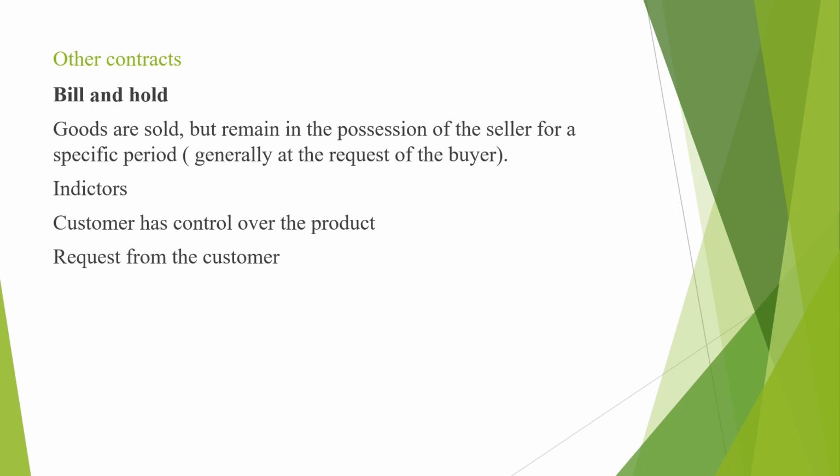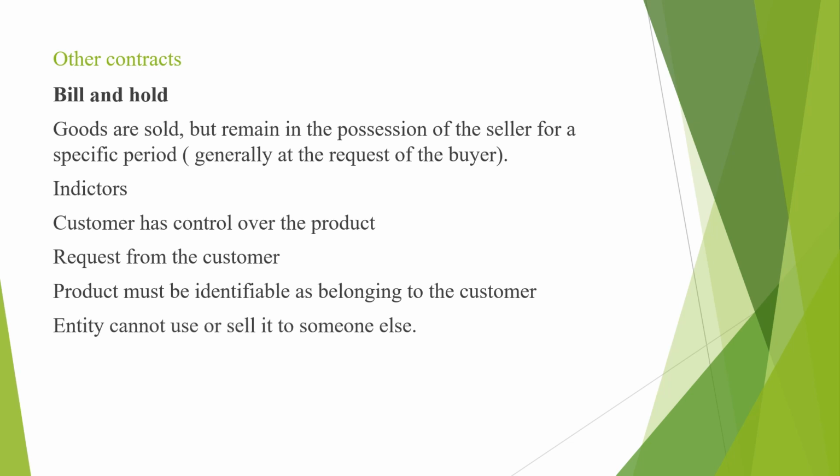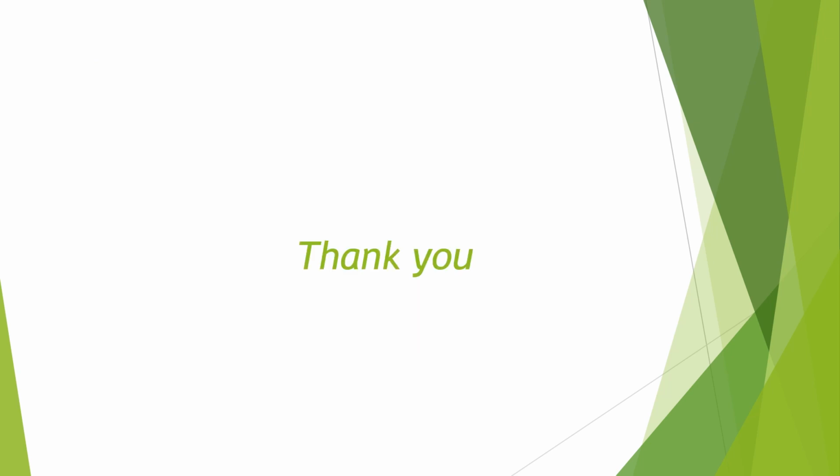Generally, the customer requests you to keep the product until a specific period. These products must be identifiable as belonging to the customer, and the entity cannot use or sell them to someone else. So these are separately identifiable products as belonging to the customer, where the customer has requested that he will take the delivery after a certain period. It could be because of lack of storage facility with the customer, etc. In this case, even if the physical delivery is not transferred, the control has transferred, so you will recognize this as revenue. I hope this was useful.